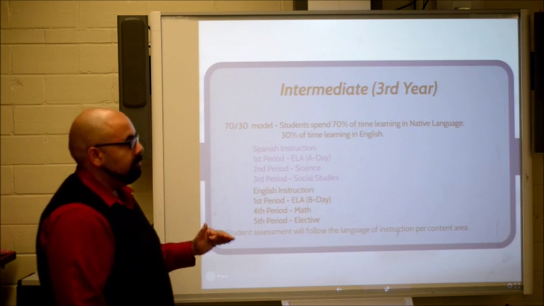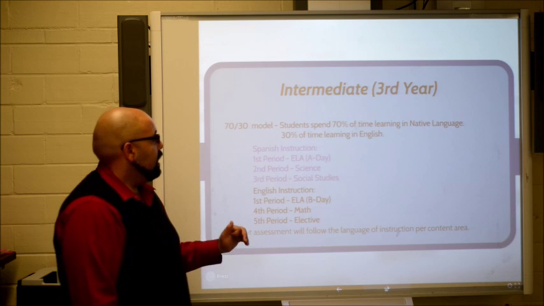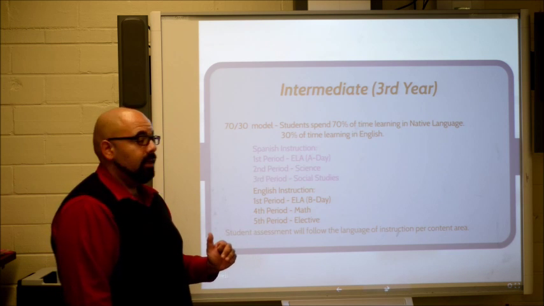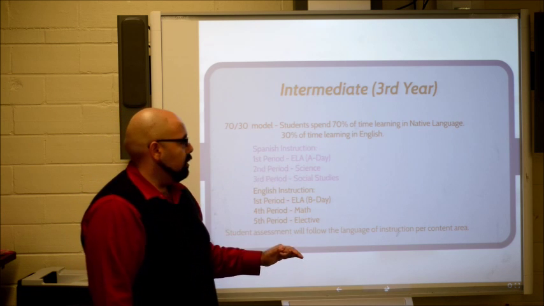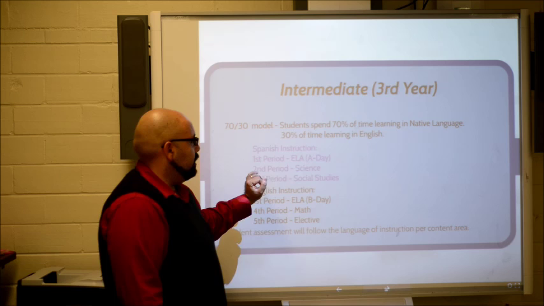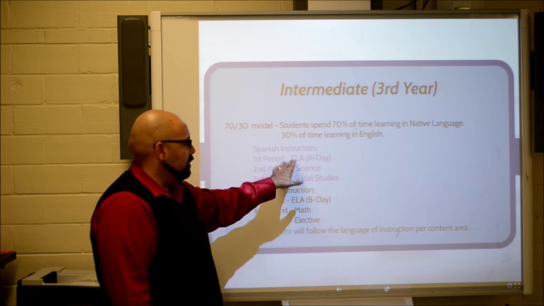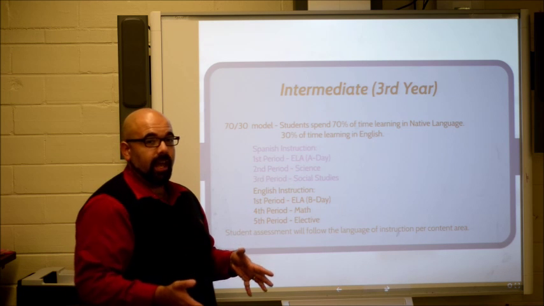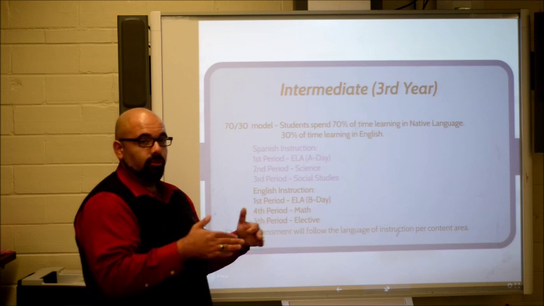As we move into the intermediate year, we will have a 70-30 model. We have two bilingual teachers on staff right now, and all we would have to do is break them up A day or B day. So in the intermediate year, you have the difference of ELA being taught in both English and Spanish divided by days, A day and B day. As we already have it, we would just have to put the bilingual teacher in place to switch them.